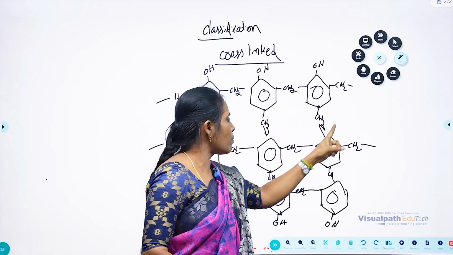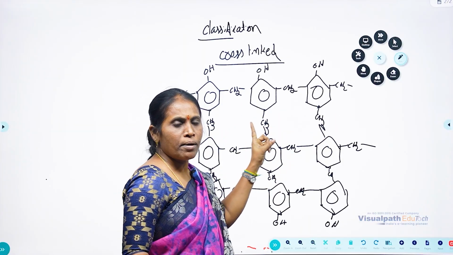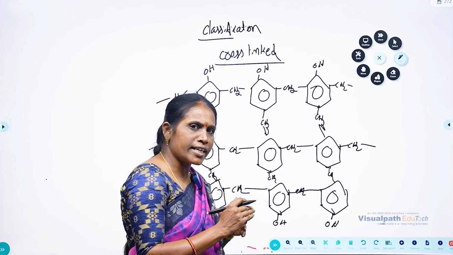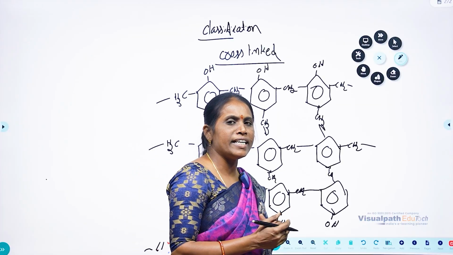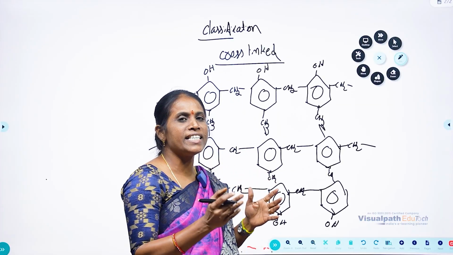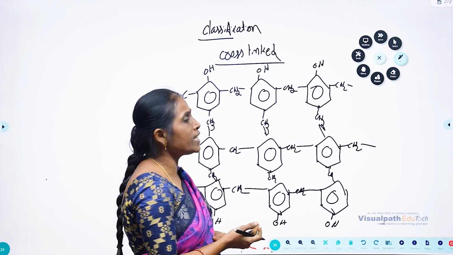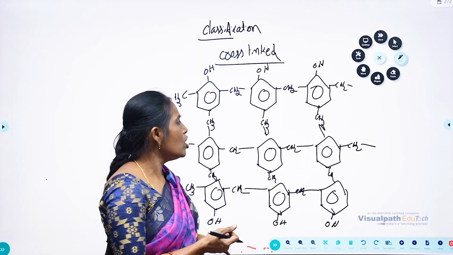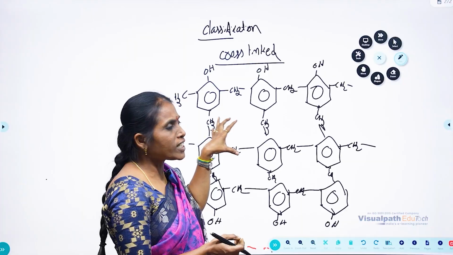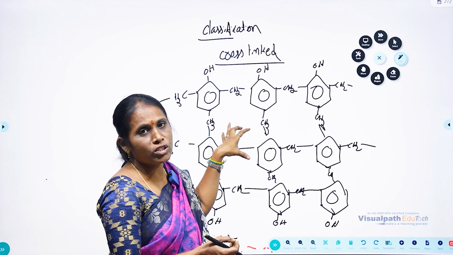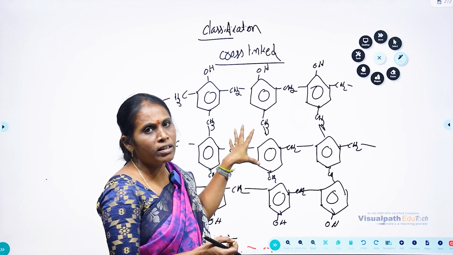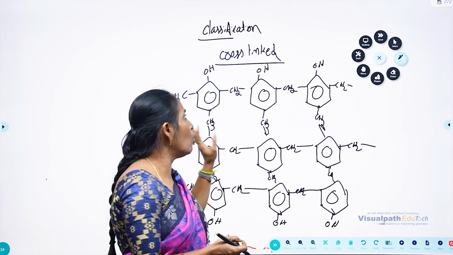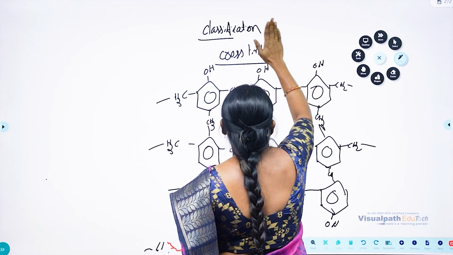A number of linear molecules are linked with branches. One branch is connected to another branch. Finally, it forms one network or cage-like structure, so that is known as a cross-linked structure. Due to this cross-linking, that molecule shows very hard behavior. That's why its melting point is also high. That is about the classification.